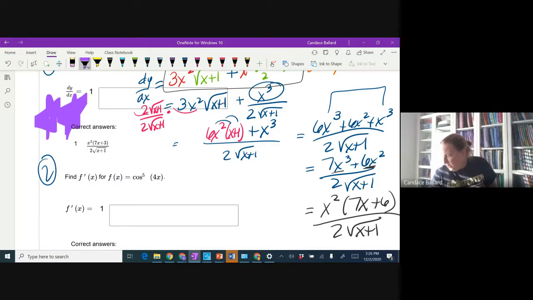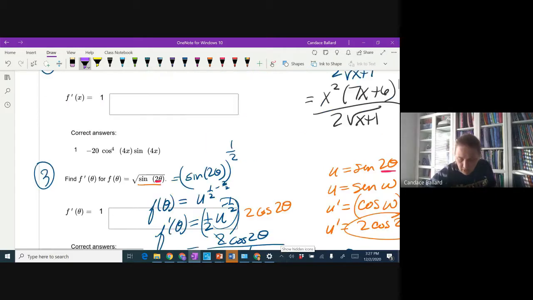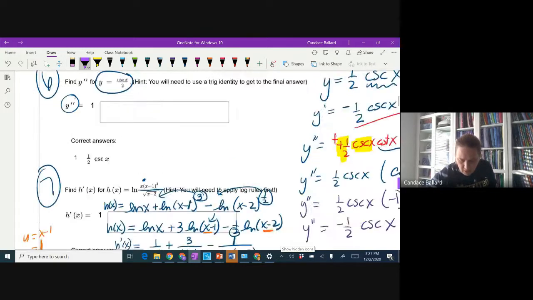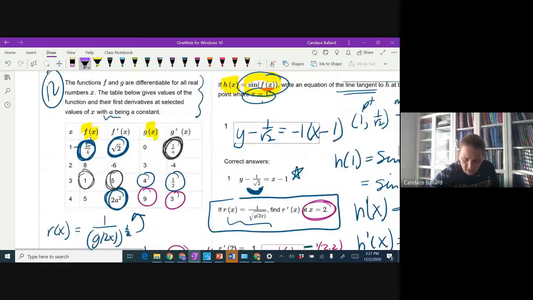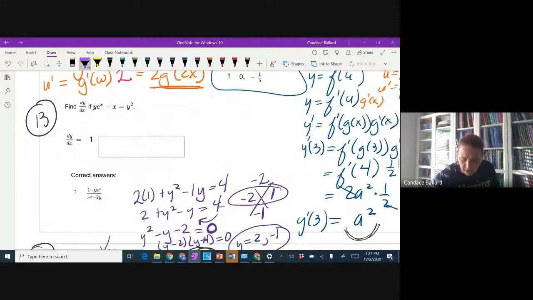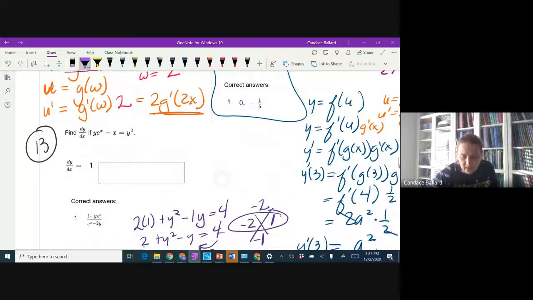Okay, I think it was 14 and 15, is that right? Let's see. So 13 and 14. Okay, so 13 and 14, I'm going to scroll. I don't know if we've done one of those before or not. Let's see. 13. We have not done 13 yet. I'm going to see if I can squeeze it in.